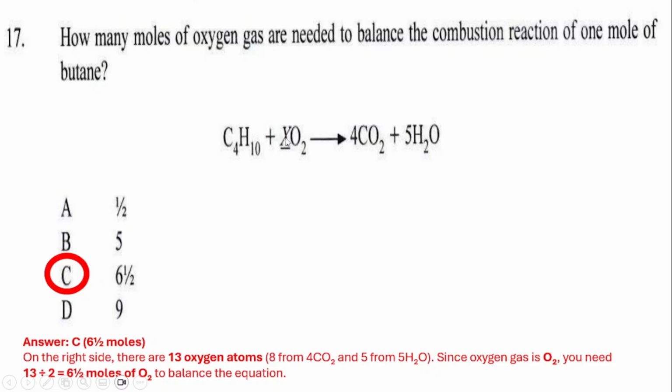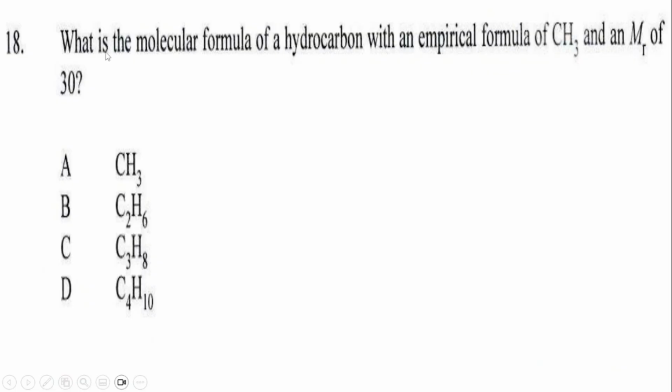And if we do 6.5 multiplied by this 2 here, that's going to give us 13 oxygen. So we have 13 oxygen here, and we're going to have 13 oxygen here, and so it's going to be balanced. Let's move on to question number 18.